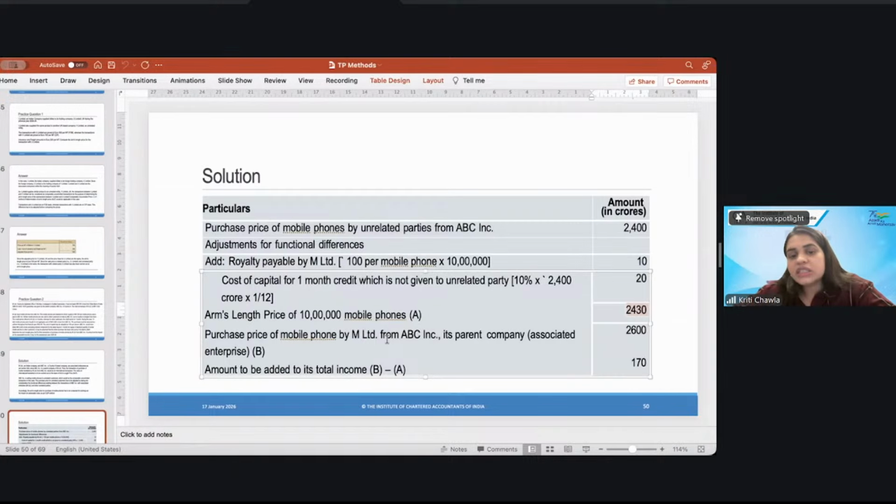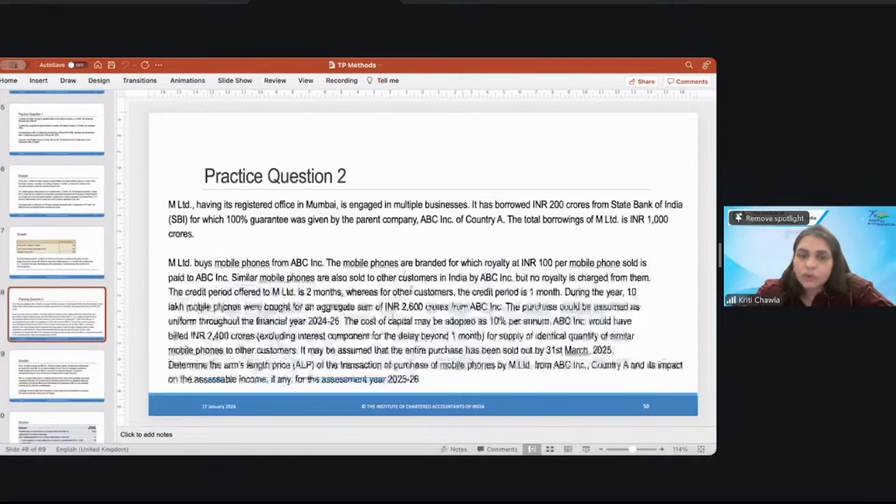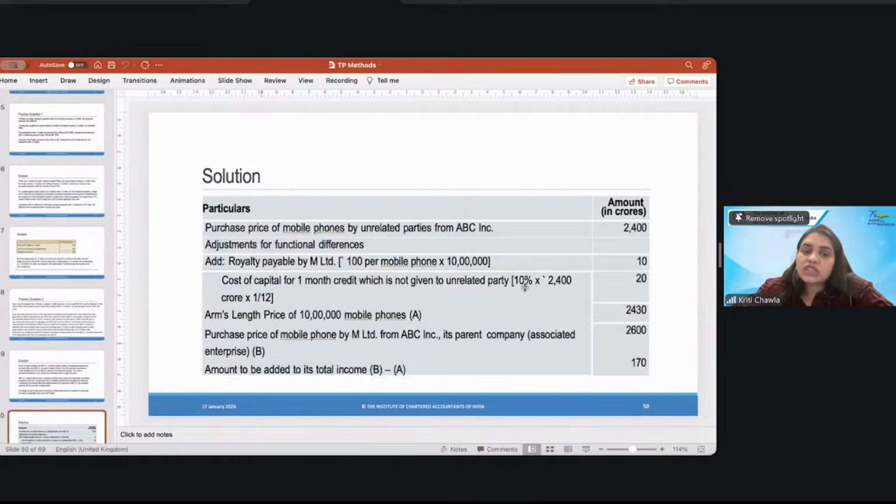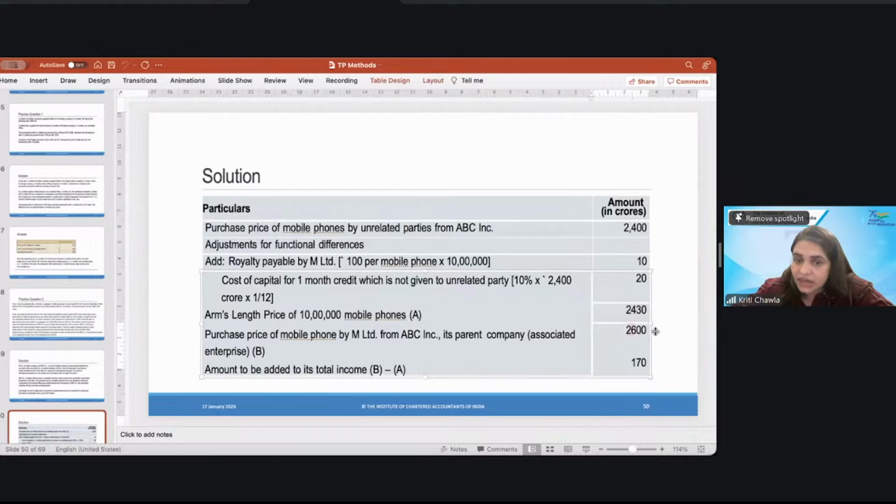What is the purchase price between related parties? Well, this is 2600. Where is 2600 coming from? This is where it's provided: 10 lakh mobile phones were bought for an aggregate of 2600 crores from ABC Incorporation. So in related parties, the price would have been 2600. What is the difference? It is 170, and this is the amount that will be added to the total income as a transfer pricing adjustment.